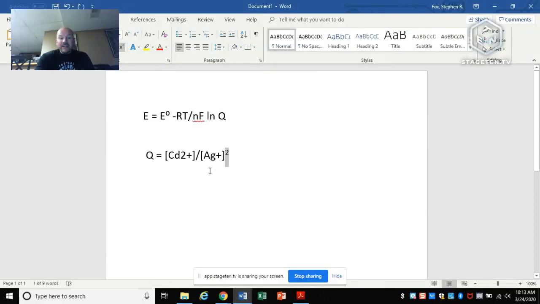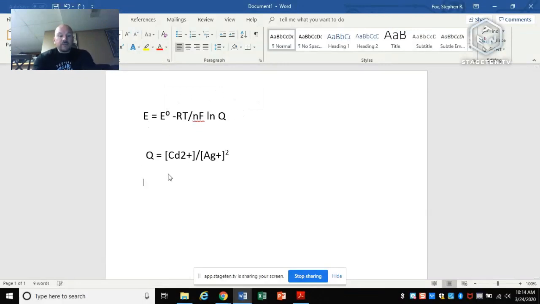So initially, when potential equals the standard cell potential, Q is equal to 1. Well, why is Q equal to 1? Because this concentration starts out as 1 and this concentration starts out as 1. So 1 over 1 squared equals 1. So Q equals 1. The natural log of 1 is 0. So that means potential equals standard cell potential, right? If you go back to the Nernst equation, okay?